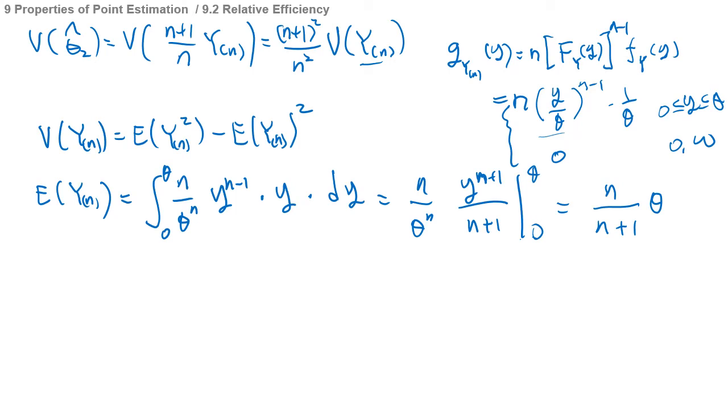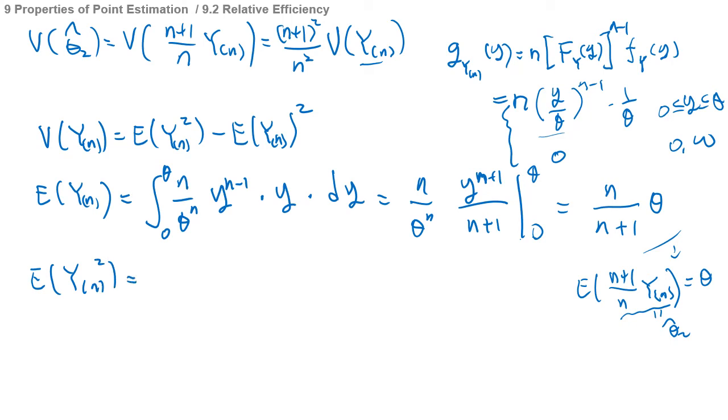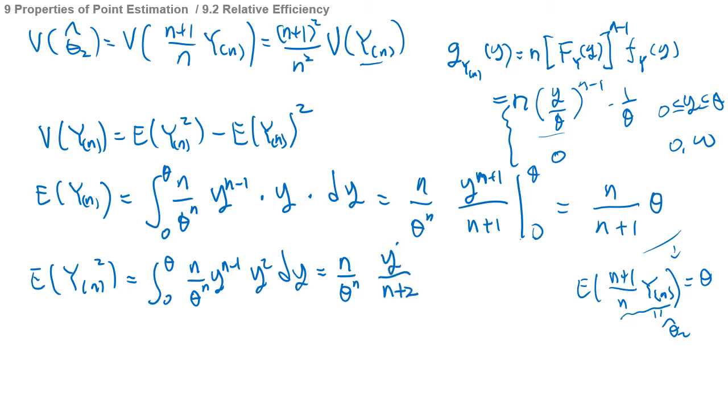Okay, and from this part you can know that the expected value of n over n plus 1 Yn is zeta, and so this one, which is zeta 2 hat, is an unbiased estimator. You can also check that. And we want to calculate expected value of Yn square, and this is from 0 to zeta, n over zeta^n y^(n-1) times y square dy, and this is n over zeta^n, and we have y^(n+1), so this time n plus 2, y^(n+2) from 0 to zeta, and this is, we put zeta here, and zeta square n over n plus 2.